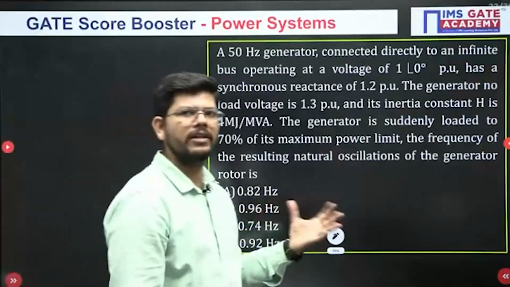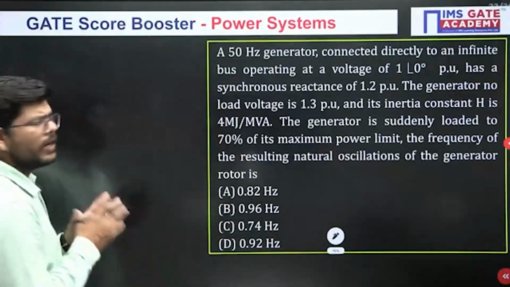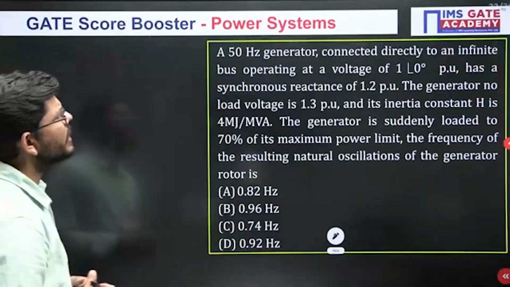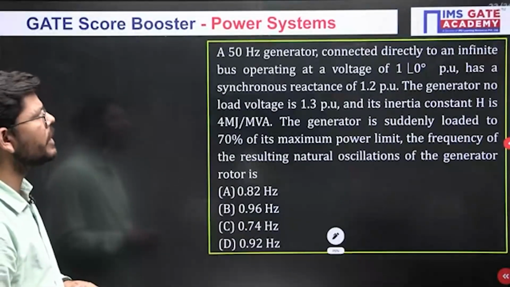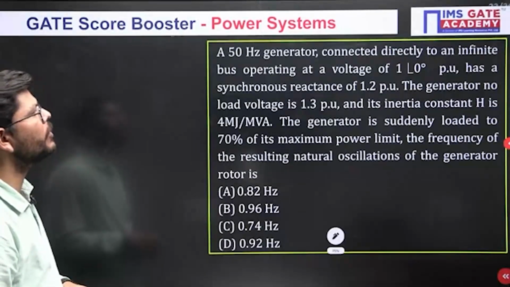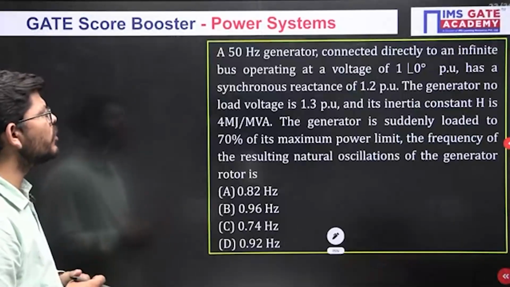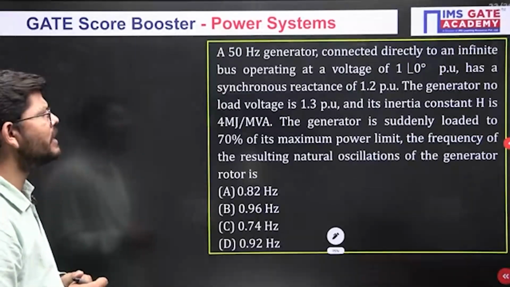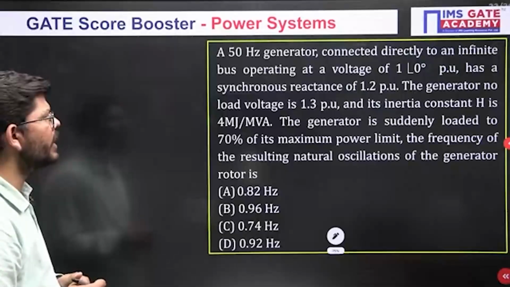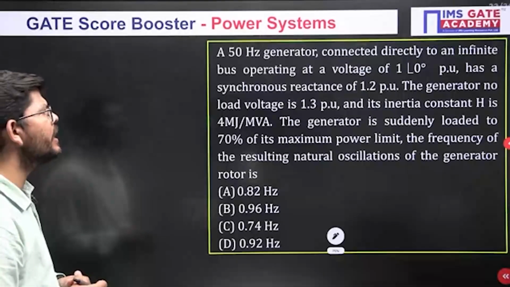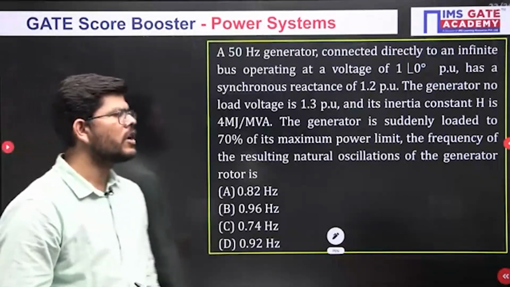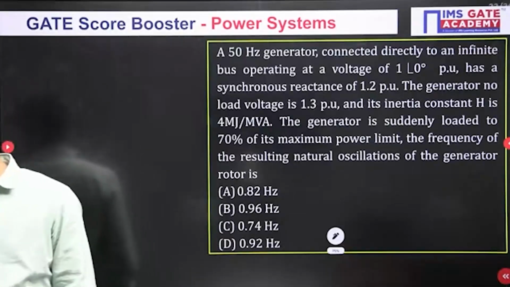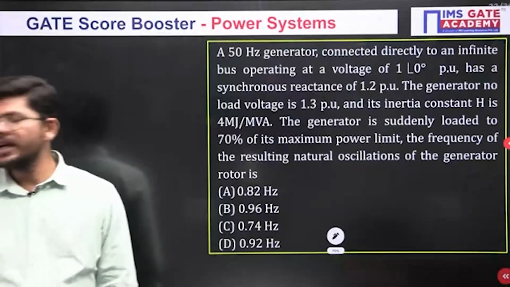So moving towards the next question. What has been given in this question is a 50 Hz generator connected directly to an infinite bus operating at a voltage of 1 per unit, with a synchronous reactance of 1.2 per unit. The generator no load voltage is 1.3 per unit and its inertia constant H is 4 megajoule per MVA. The generator is suddenly loaded to 70% of its maximum power limit. The frequency of the resulting natural oscillations of the generator will be, you have to find out what will be the frequency of natural oscillation.